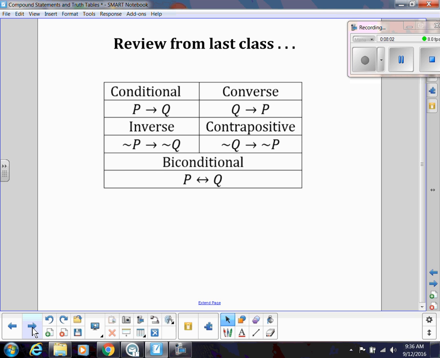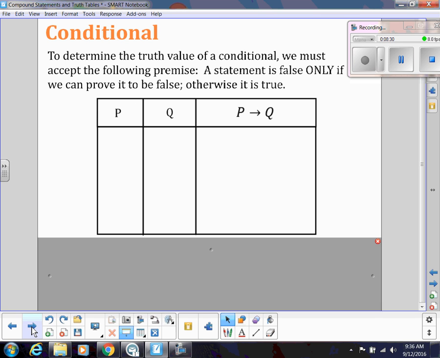Remember in the previous video, we said that we had the conditional statement and we used this symbol to represent that. We had the converse where we switched the Q and the P. We had the inverse, that's when we took the conditional and negated it, and we said that was a tilde. Okay? And then the contrapositive is when we switched and negated. And the biconditional had those double arrows. So let's talk about a few of those right now.